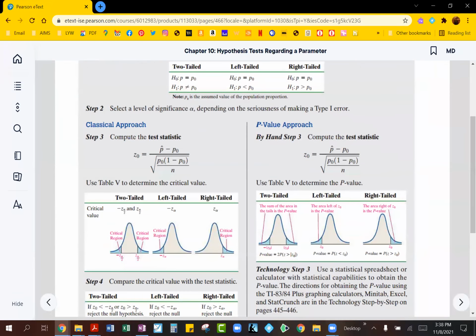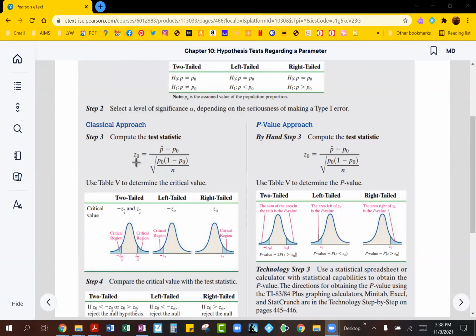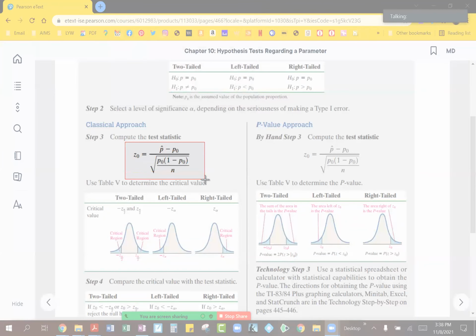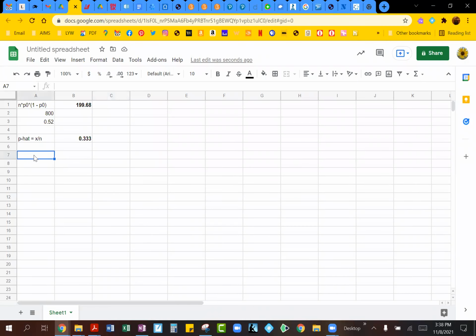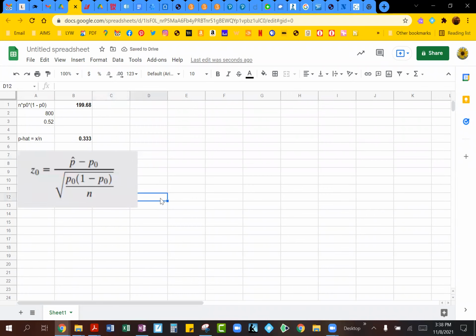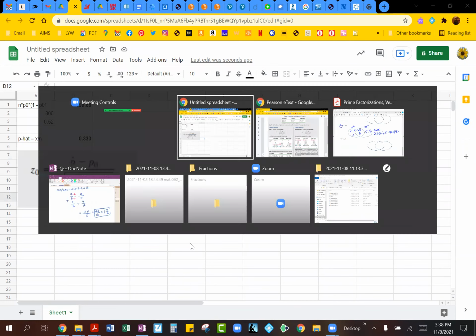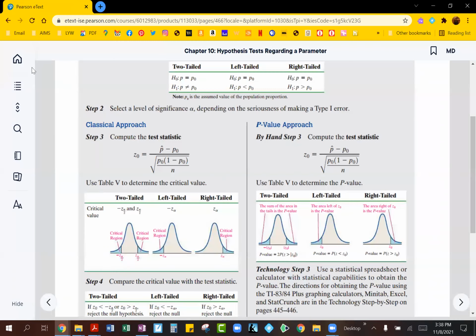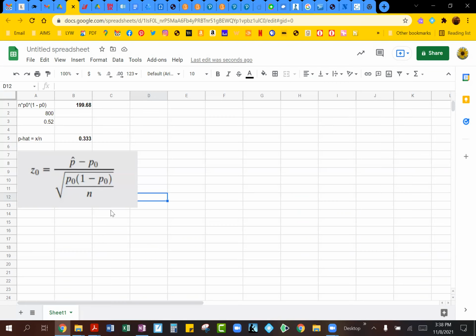Let me see if I can actually copy this over so we don't have to keep going back and forth between our formula. Okay, there we go. So that'll make it easier for us to look through. Okay, let's put it back here.